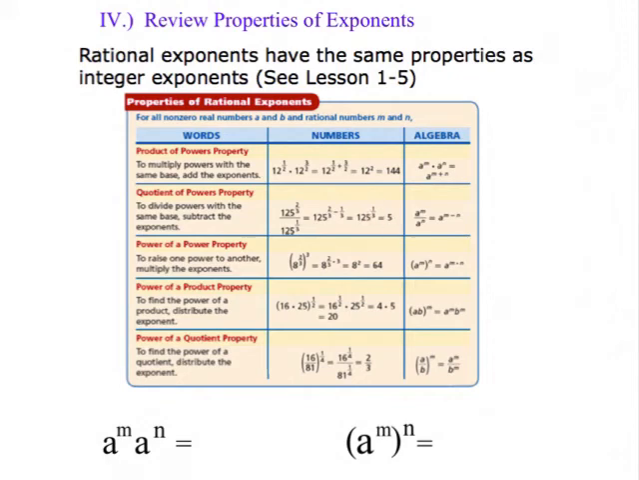All right, and if you have a power to a power, notice you have 8 to the 2/3 raised to the third. That's the same as 8 to the 2/3 times 3, which will give you 8 to the 6/3, or 8 squared, which is 64. All right, so let's take a look here at these a little bit bigger.